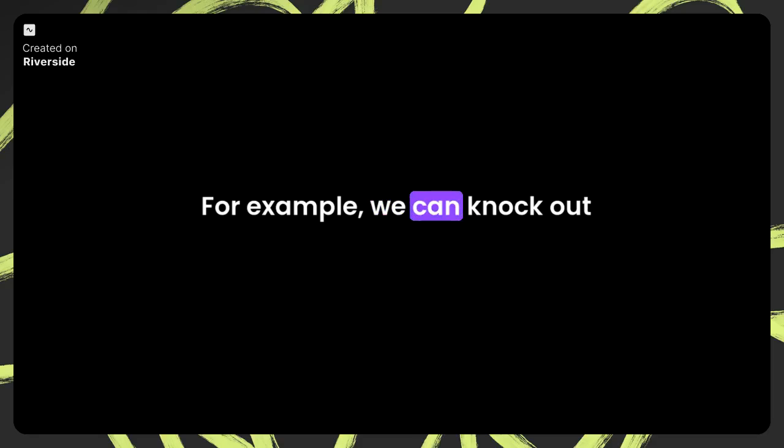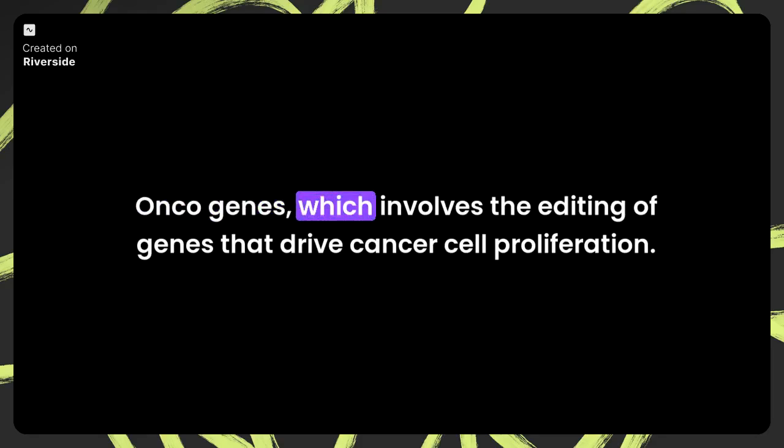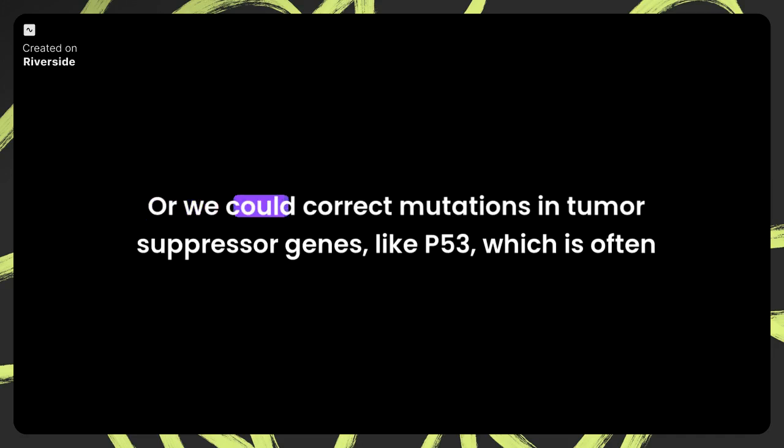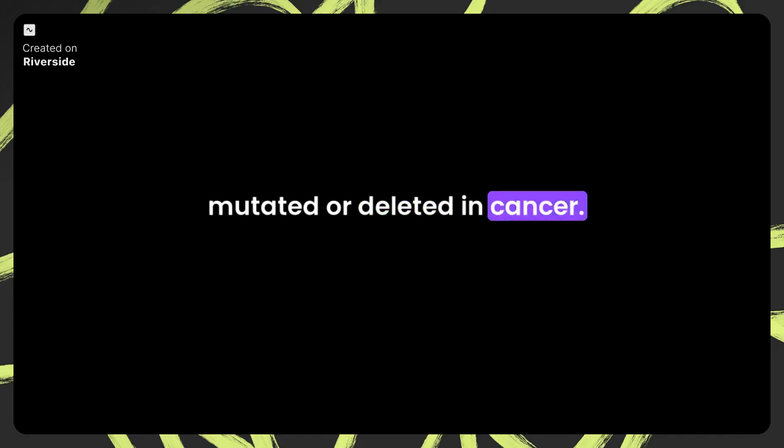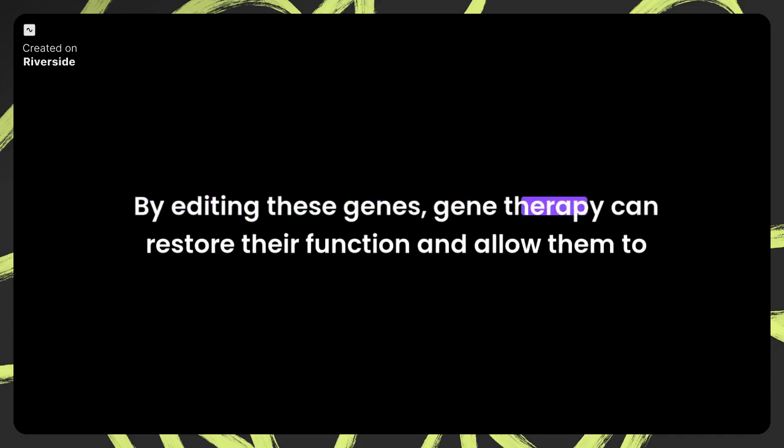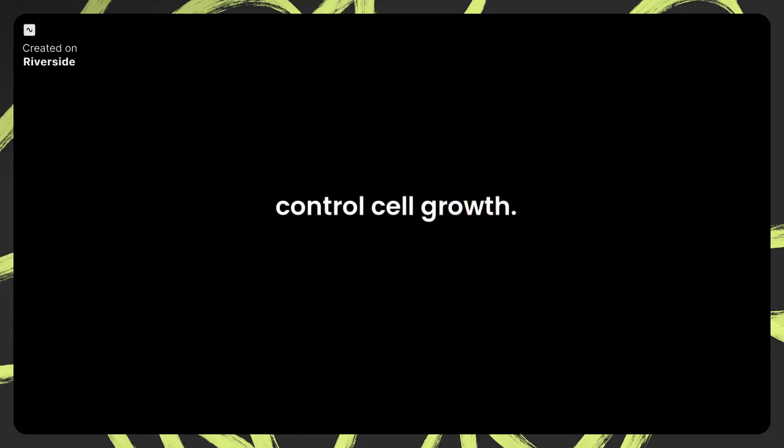For example, we can knock out oncogenes, which involves the editing of genes that drive cancer cell proliferation. Or we could correct mutations in tumor suppressor genes, like P53, which is often mutated or deleted in cancer. By editing these genes, gene therapy can restore their function and allow them to control cell growth.